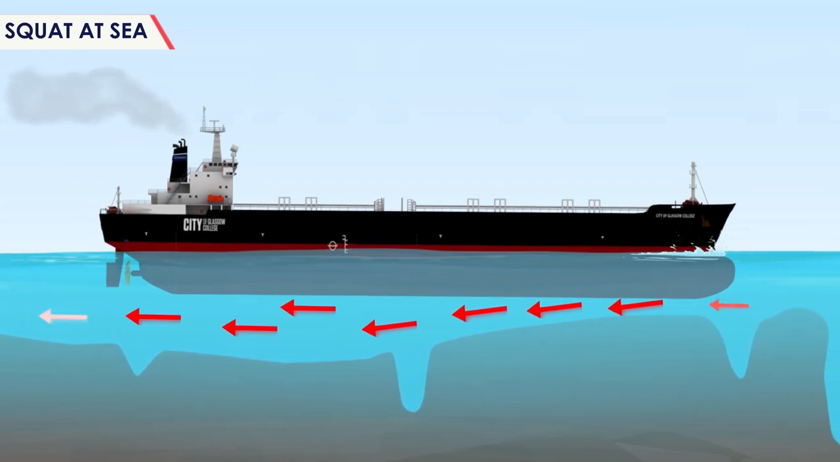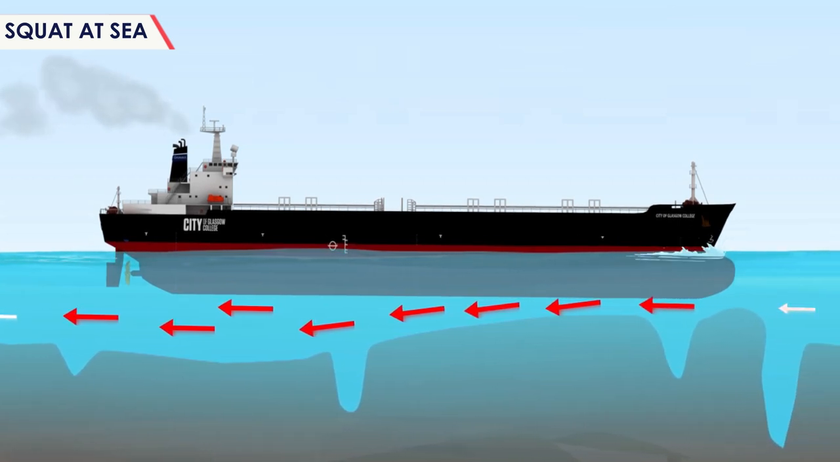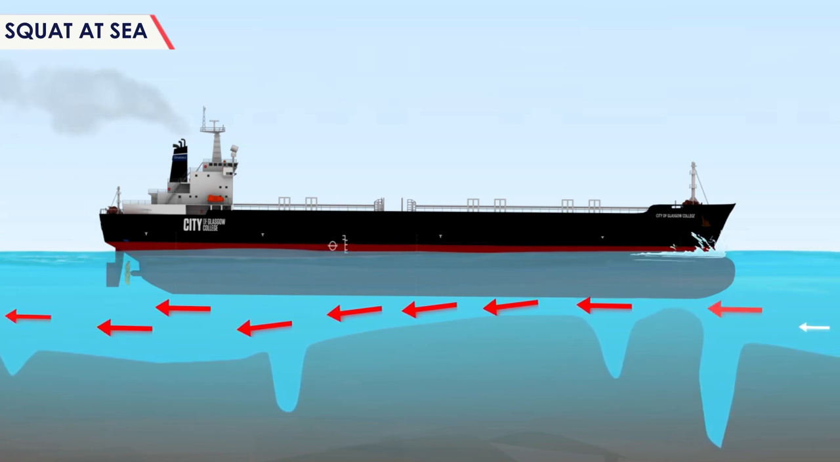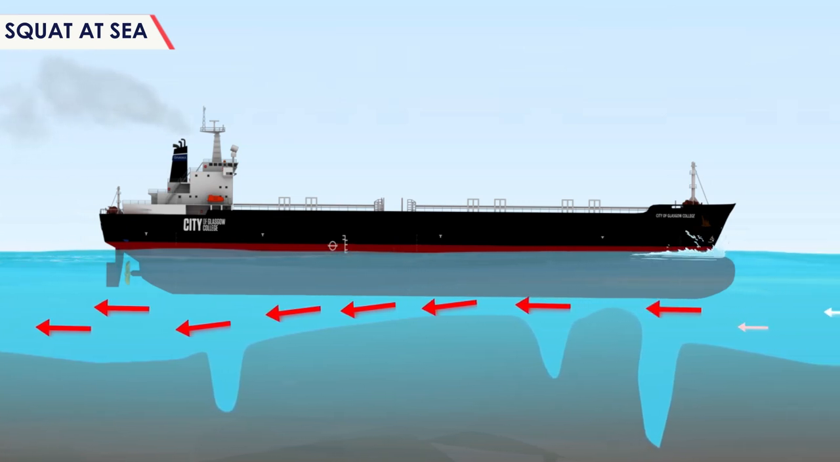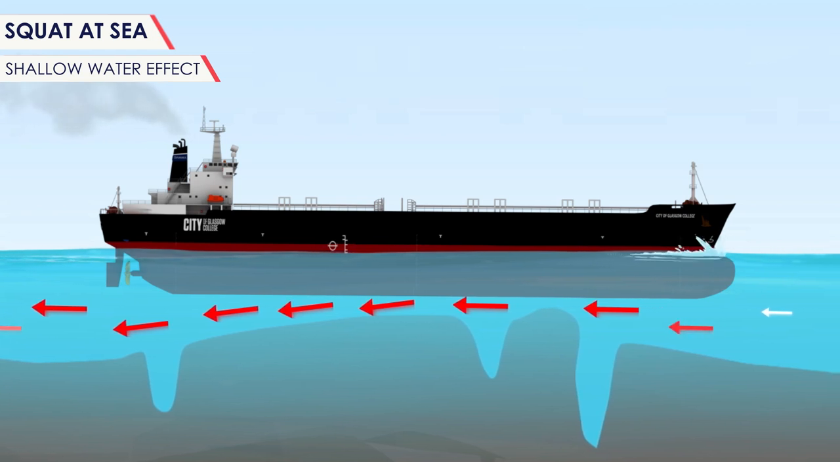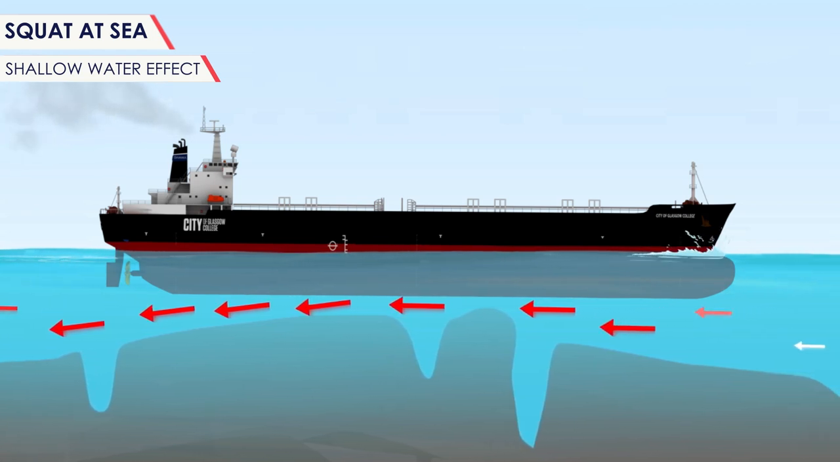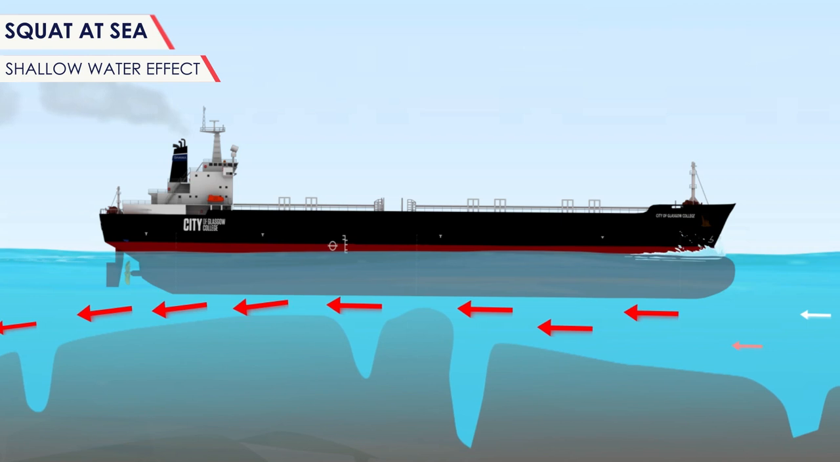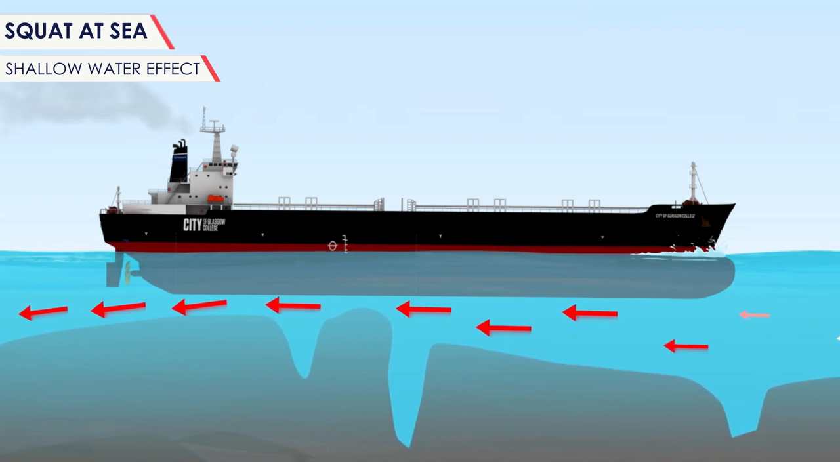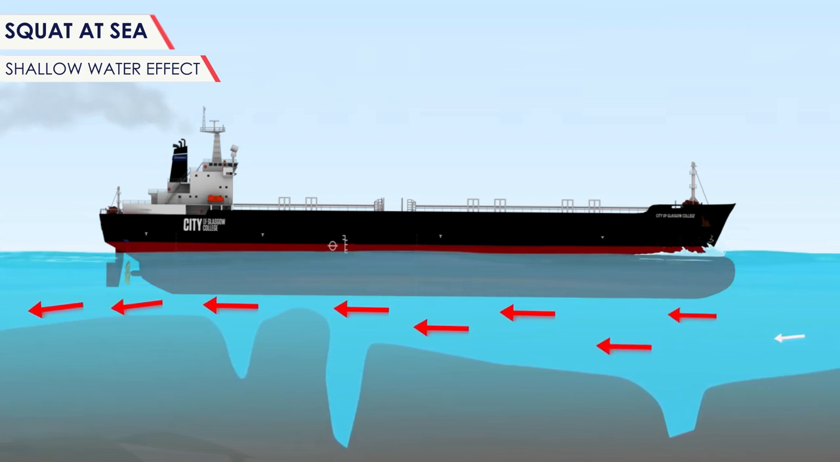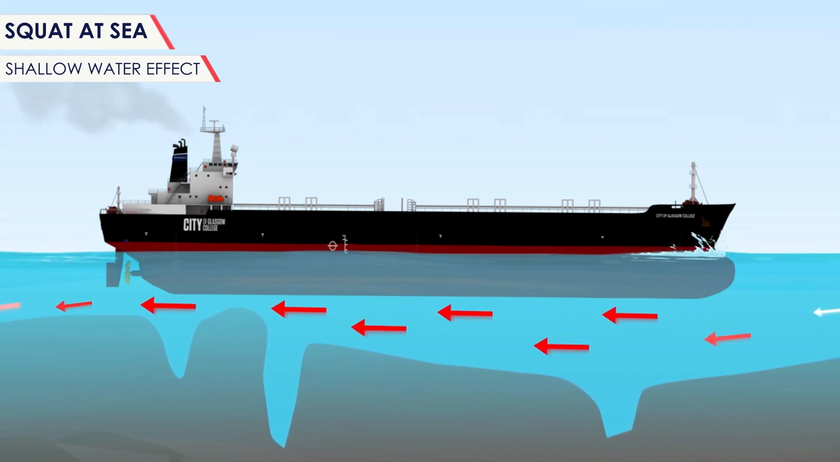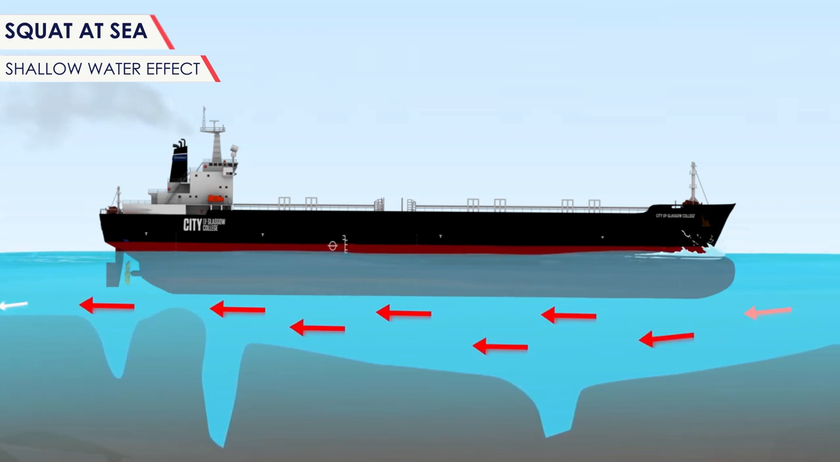The sinkage is also known as squat, which could be defined as apparent increase in her draft due to the shallow water effect. Since most ships are not box shaped, they not only sink, but also trim either by bow or by stern.